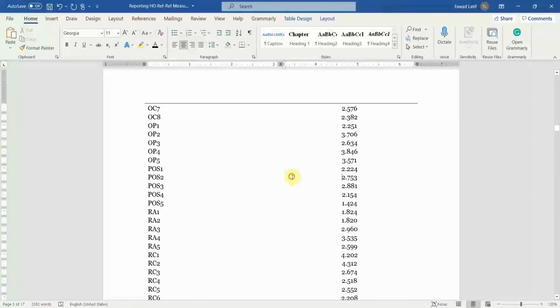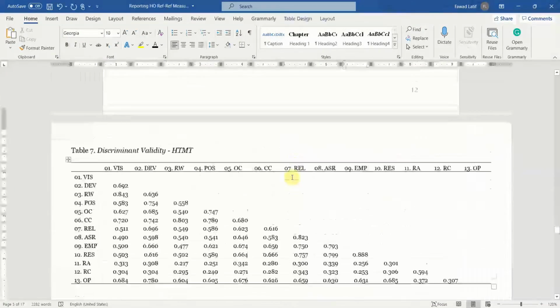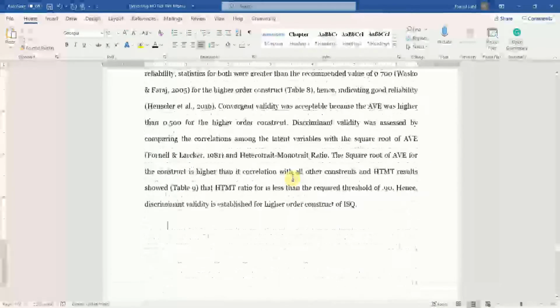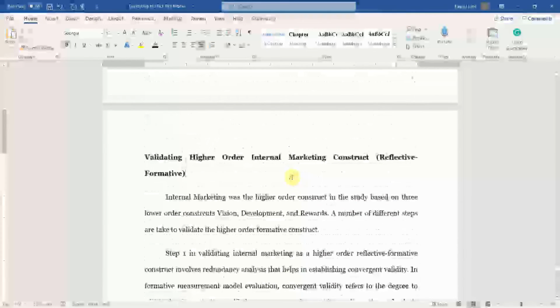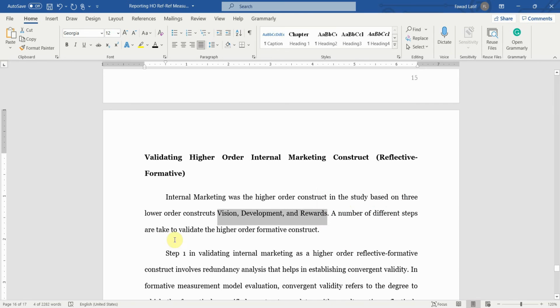Now going back to the objective of this particular session, that is validating the higher order construct, internal marketing. Internal marketing was the higher order construct in the study based on 3 lower order constructs, that is vision, development and rewards, and at the lower level they were reflective. A number of different steps are taken to validate the higher order formative construct.